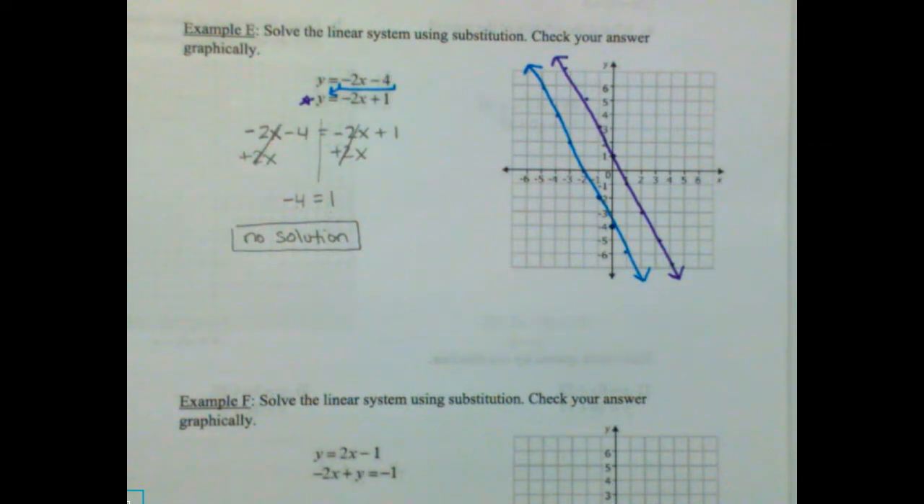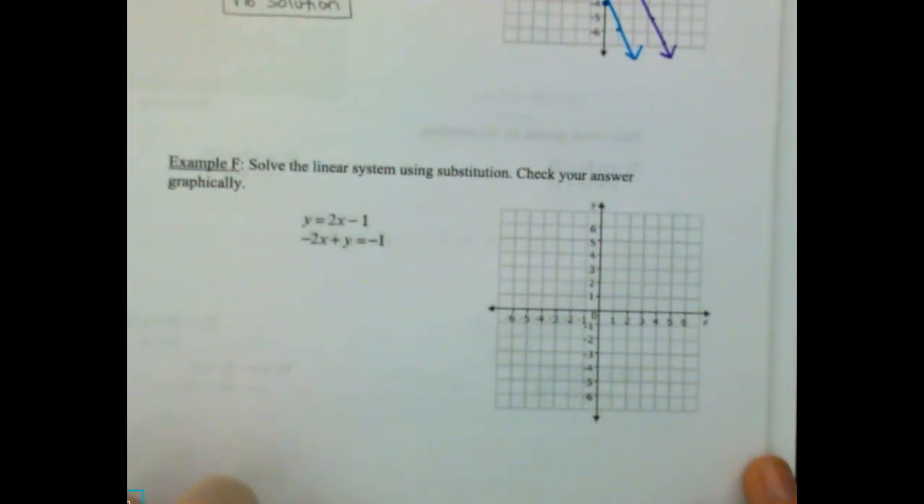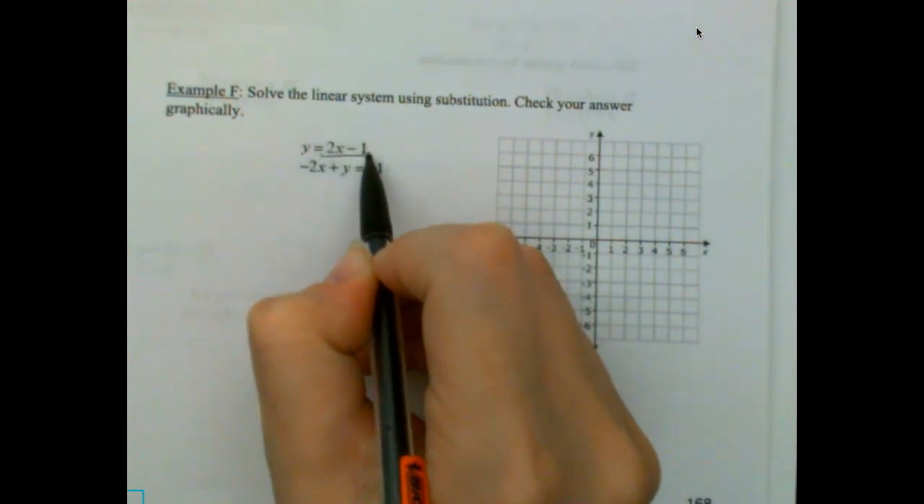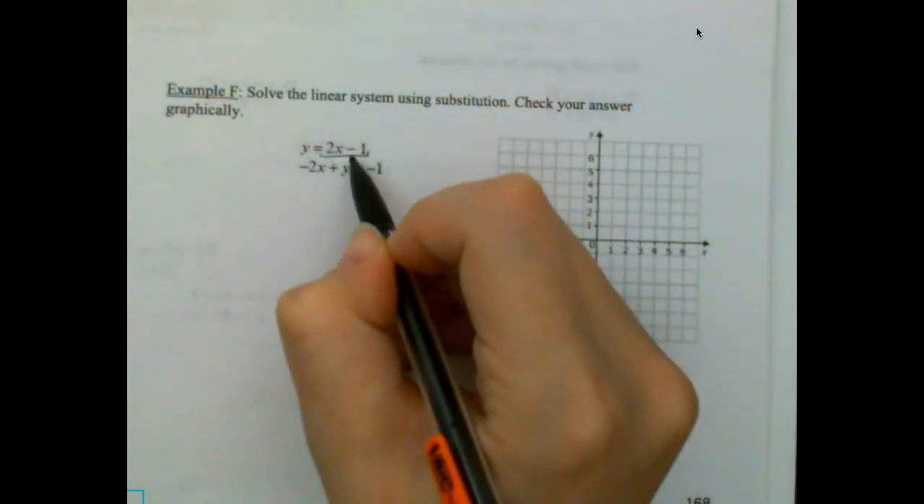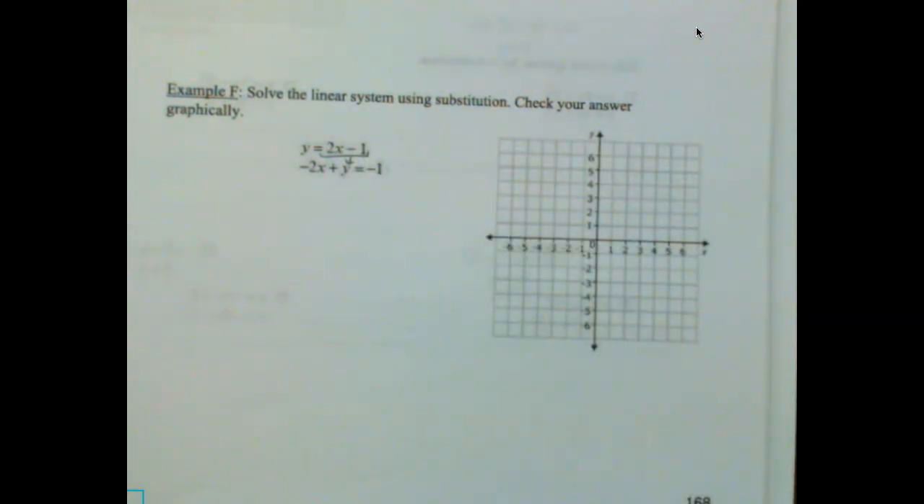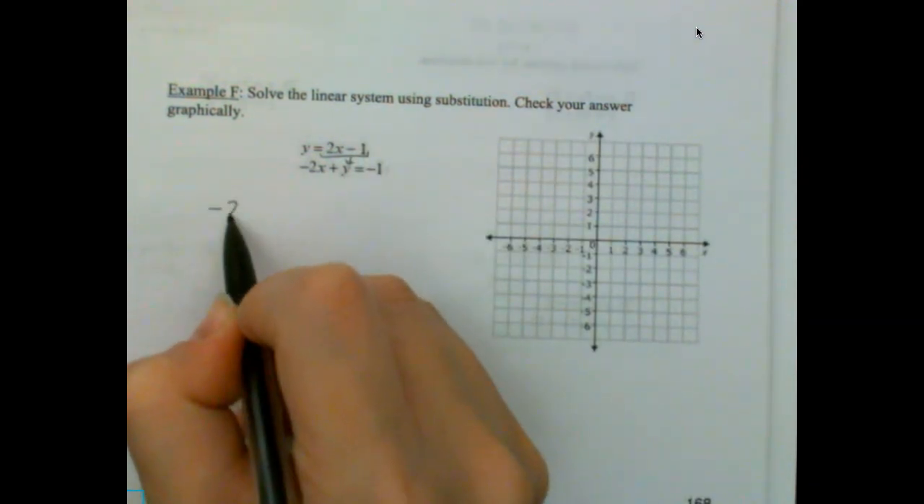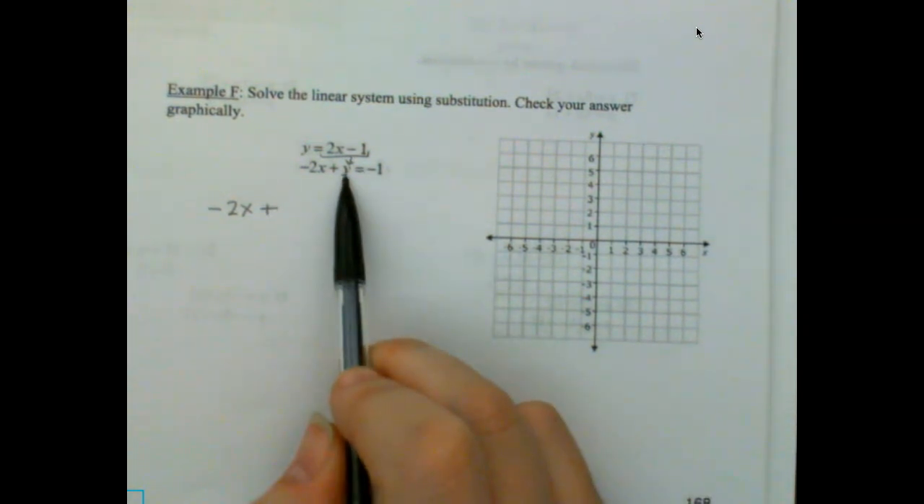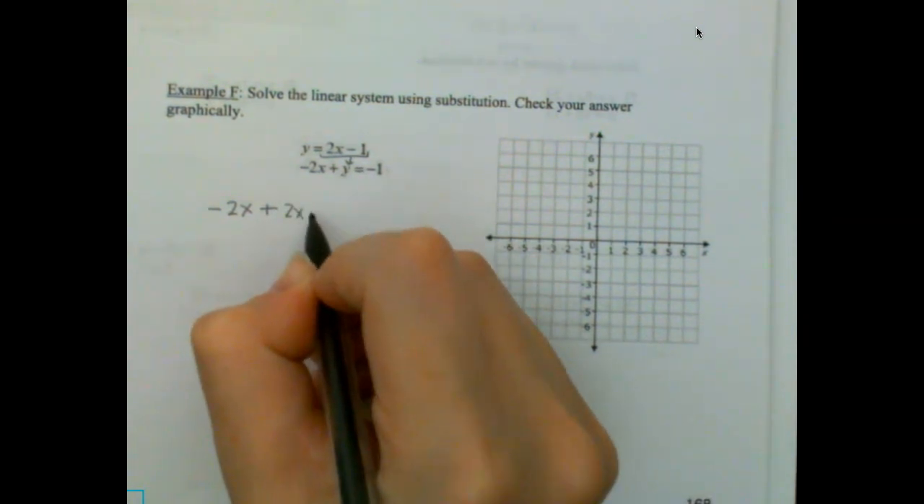What about something that has infinite solutions? That's example F here. Let's solve it algebraically and see what that looks like. I'm going to take the 2x minus 1 and plug it into y in the other equation. So I'll have negative 2x plus, instead of y, 2x minus 1 equals negative 1.